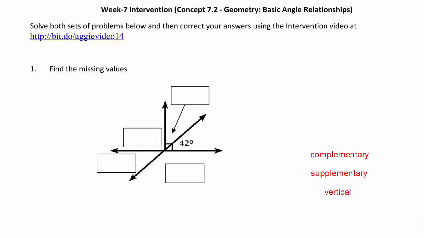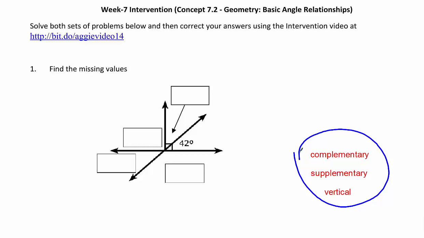Okay, we are ready for the second concept from week 7. This is geometry, basic angle relationships. We're going to be using 3 ideas, and I've put the 3 ideas right down here on the paper in case you got a little stuck and you weren't sure, and maybe just seeing those words you'll say to yourself, oh, now I remember what I need to do.